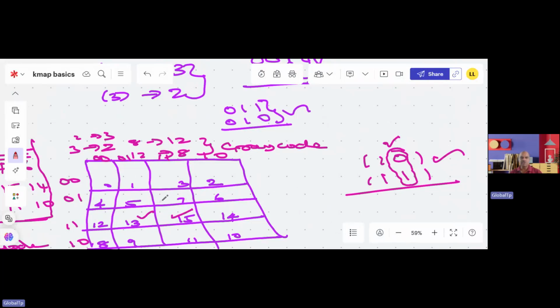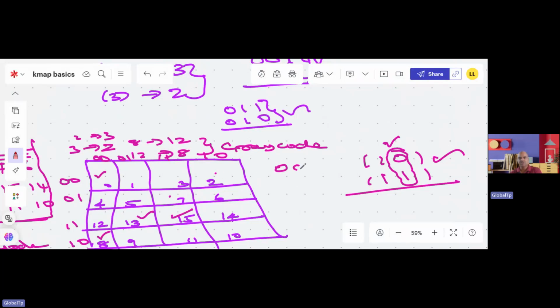Similarly, in Karnaugh map, the only drawback is you cannot compare these two diagonal components. Only adjacent cells can be compared. 0 and 1 can be compared, 0 and 4 can be compared, 1 and 5 can be compared, 8 and 12 can be compared, even 0 and 8 can be compared. These two cells can also be compared, no problem.